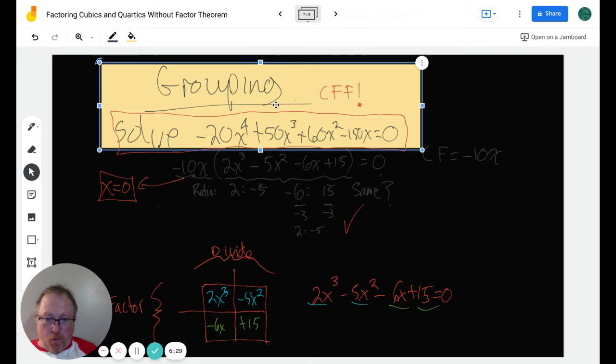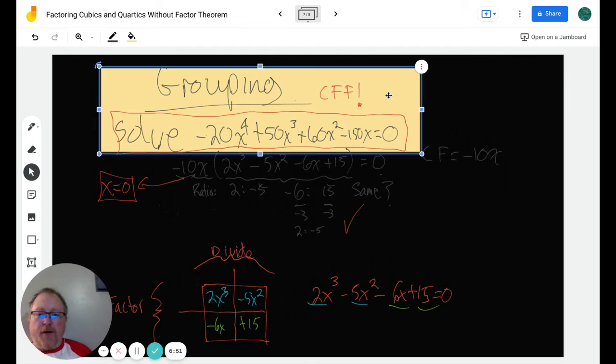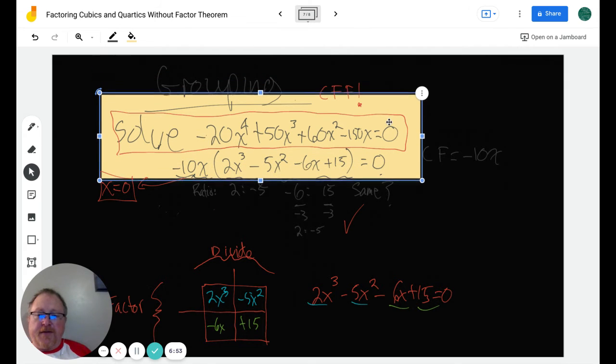1, 2, 3, 4 terms. So with 4 terms, the only really efficient way to factor is by this method of grouping. Okay, so what do I do first though? I have to common factor. Negative 20, 50, 60, and negative 150. Well, I'm pretty sure I can common factor out negative 10x. So I factor out negative 10x and then divide each term by negative 10x, and I get 2x cubed minus 5x squared minus 6x plus 15.